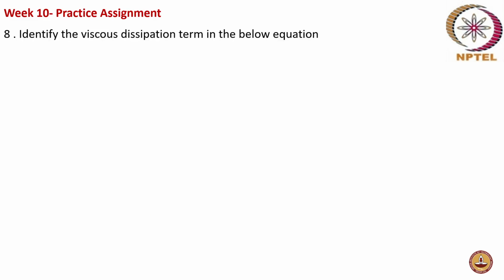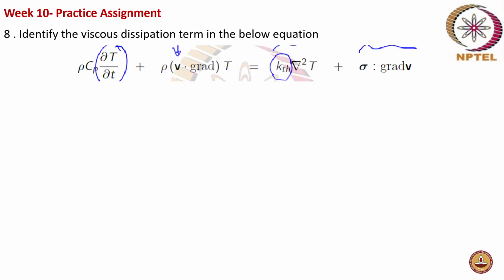Next, identify the viscous dissipation term in the below equation. So we have an equation here. The equation is given by ρCp ∂T/∂t + ρ V·∇T = kth ∇²T + σ:∇V. Which of the terms in the below equation represents the viscous dissipation term?